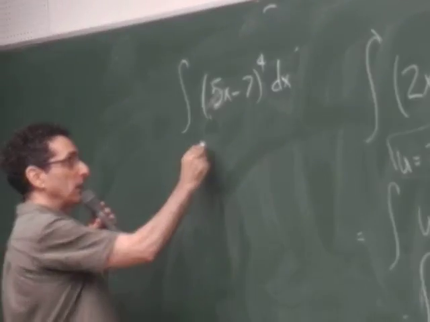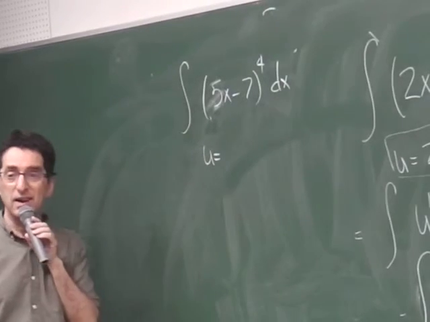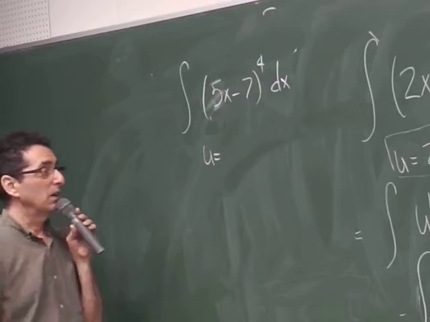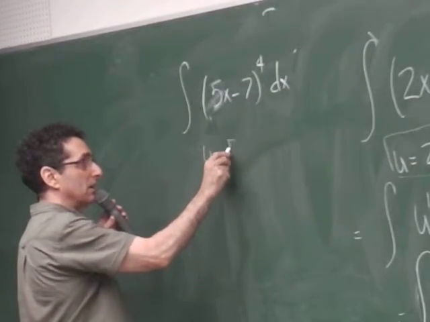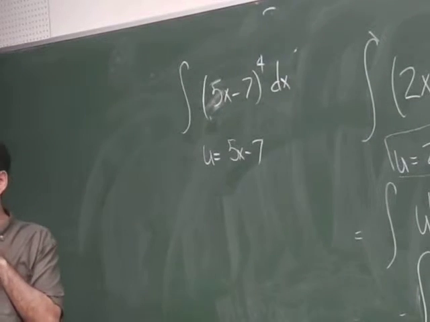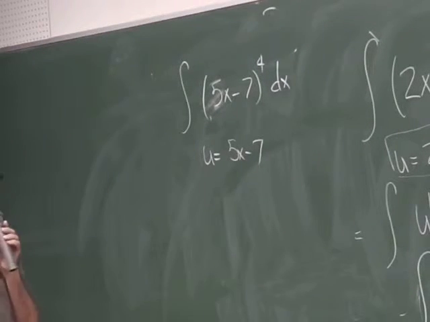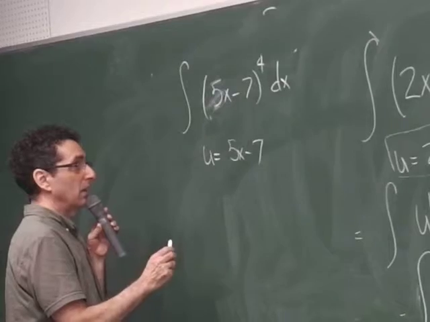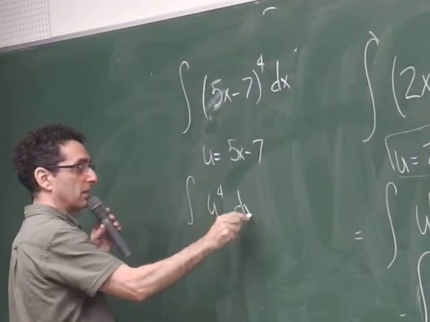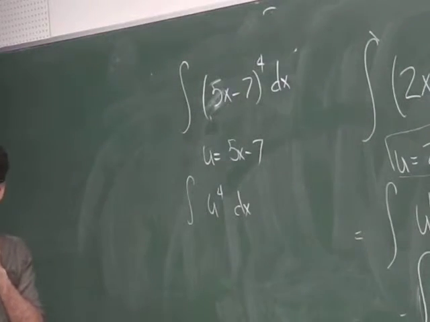So what do we let u equal? It's a kind of guess as to what u should equal. Does anybody want to guess? Okay, so you guess and then you try it, see if it works. So okay, we guess that. So now we can rewrite this as what? u to the fourth dx. Right? And then what?